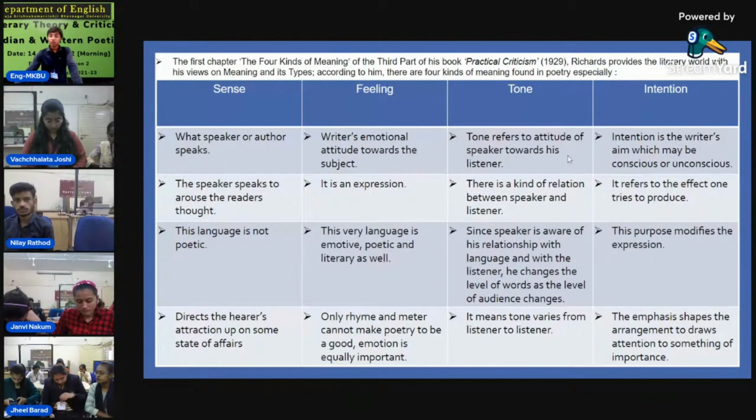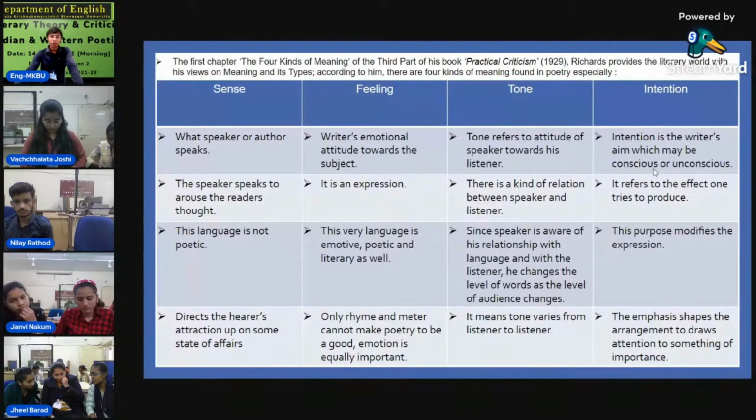And tone, so there is a kind of relation between speaker and listener. So your tone will change accordingly to whom you are speaking or to whom you are listening, and it refers to the effect one tries to produce. See this intention. Suppose I am speaking to somebody and I want this person to think in a certain way, then I will speak in a certain tone, and it will be my conscious or unconscious intention.